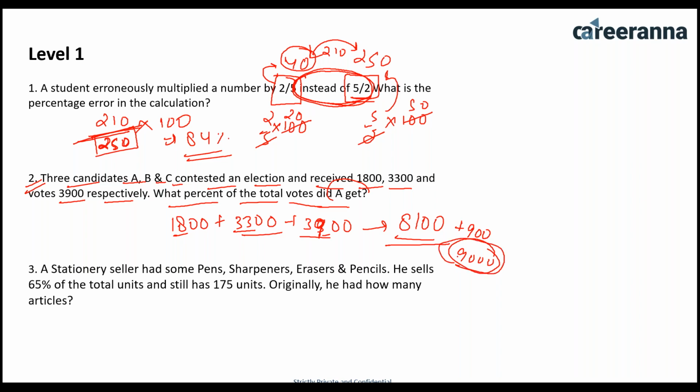It is 9,000. So 1,800 is what percentage of 9,000? 1,800 divided by 9,000 multiplied by 100. We can easily do it. 2 multiplied by 10 is 20%. Is it clear to all? Any doubt? Okay, so if you are preparing for testnet, this type of questions come in your exam. So this is the level of question which comes in an exam.